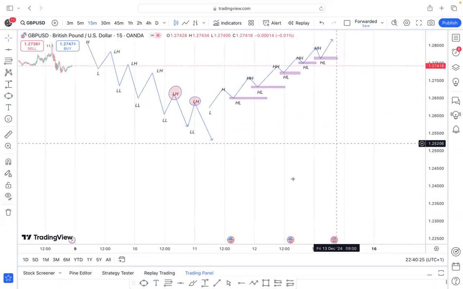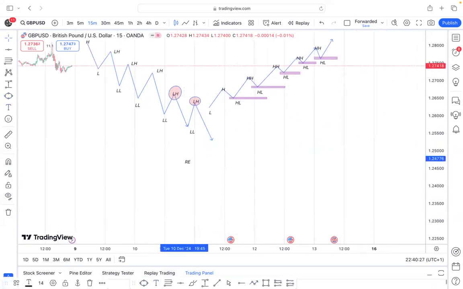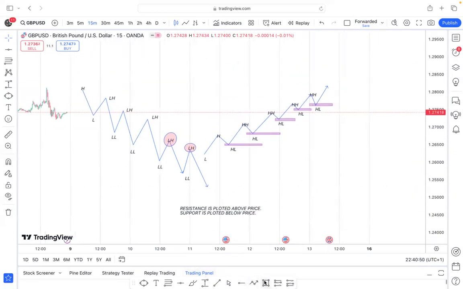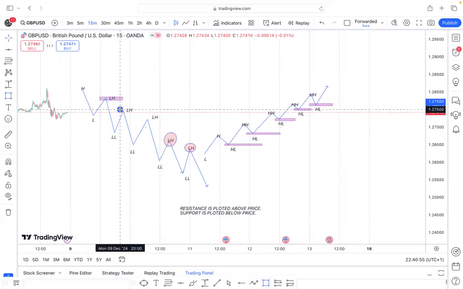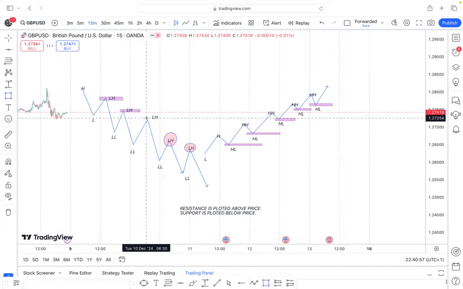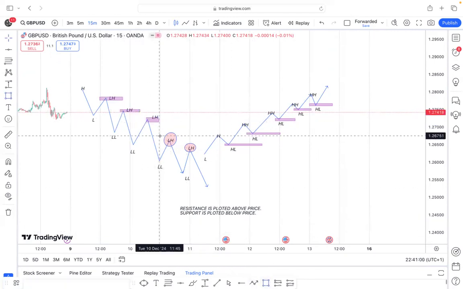The resistance is plotted above price, right? Your support is plotted below price, right? Look at this. Above is where we found resistance. Above is where we found resistance, right? Above found resistance.